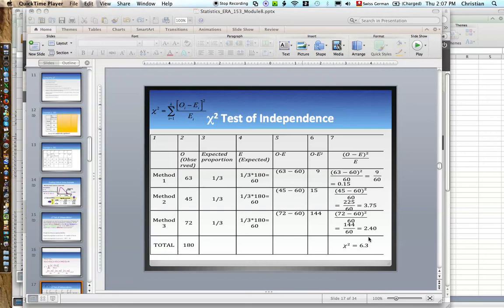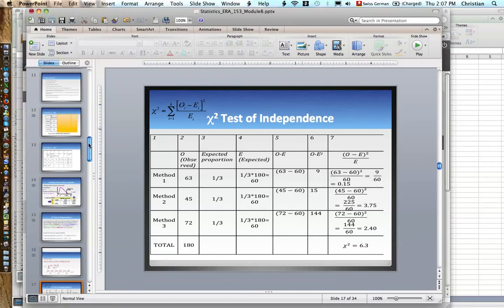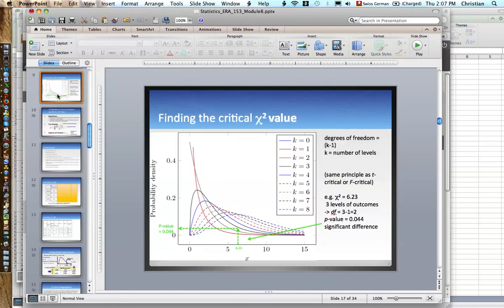So you have calculated a chi-square value, in this case 6.3, and you want to know: is this statistically significant or not? For this, you need two things. You need to know how many degrees of freedom you have, and at which significance level you want to test this. Right? So here, if we look at the chi-square distributions, there are different ones depending on degrees of freedom. Here we have 3 groups.